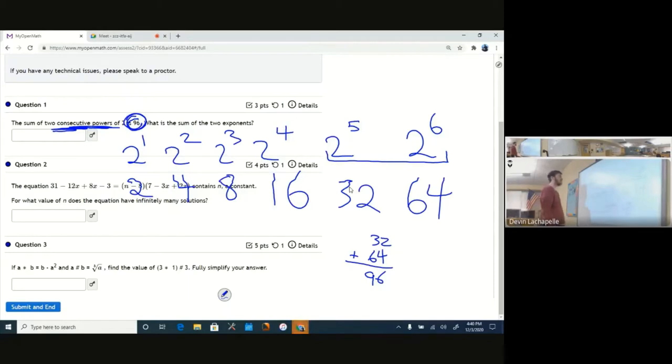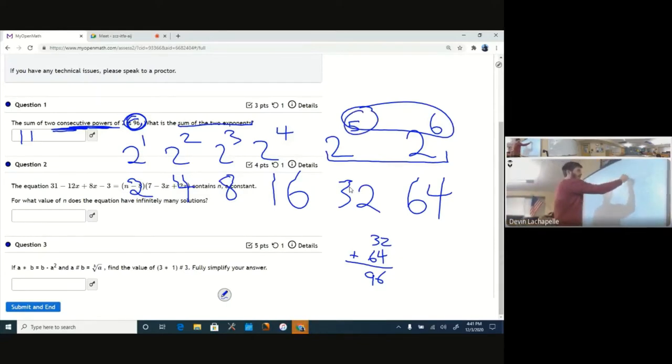And it says, what is the sum of the two exponents? You've got to add together 5 and 6. Just like that, 11. So if I were doing this problem, and remember you have a calculator on this, what I would do is just go through my powers of two until I get to two to the fifth and two to the sixth, and then just add those two up. That's a tricky one for sure.